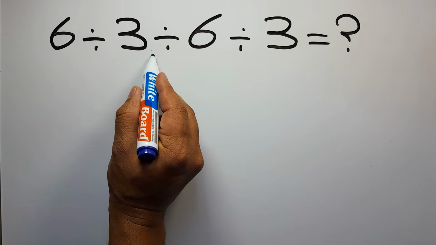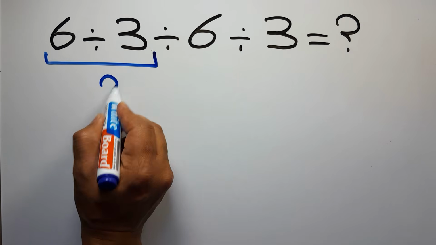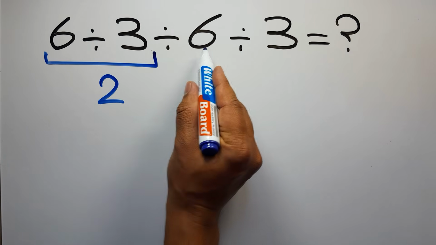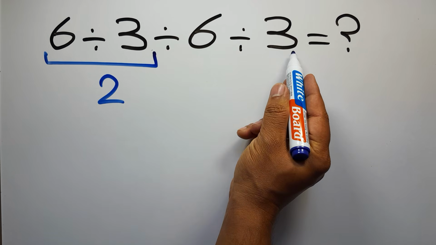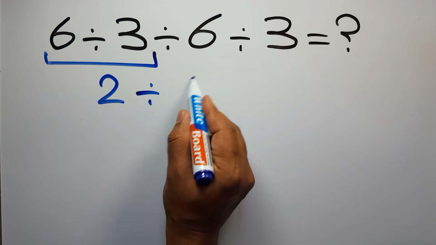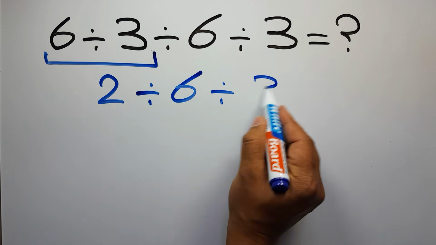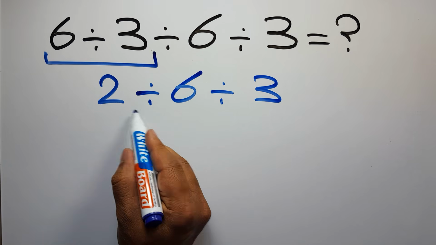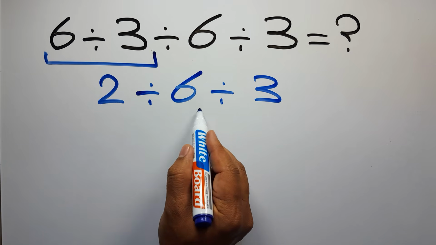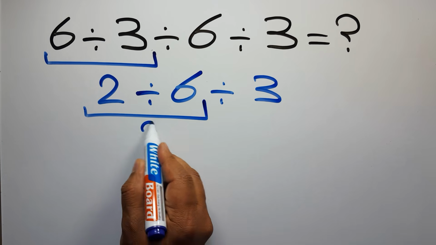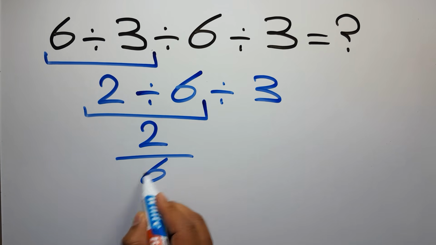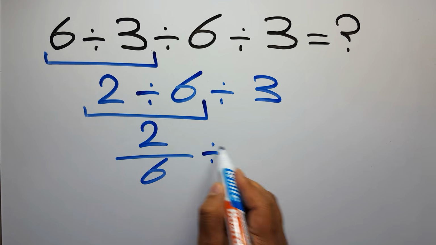6 divided by 3 gives us 2. So we have 2 divided by 6 and divided by 3. Now we have to do this division. 2 divided by 6 can be written as 2 over 6. Then divided by 3.